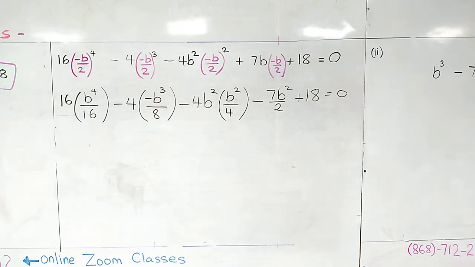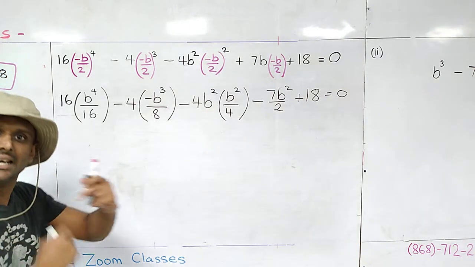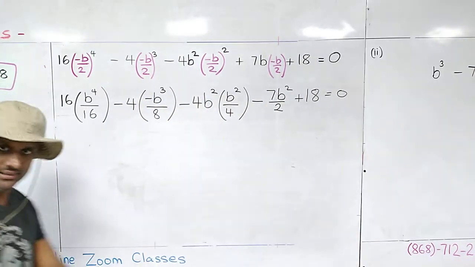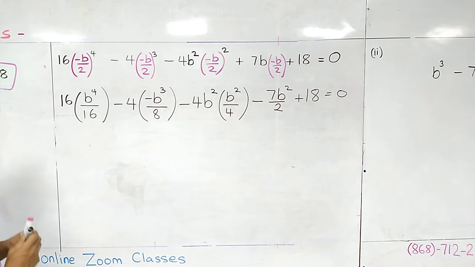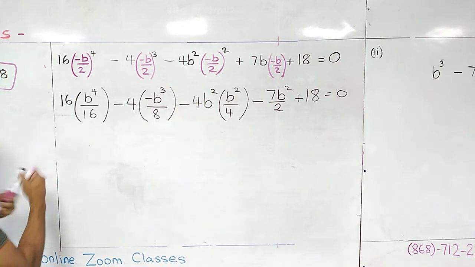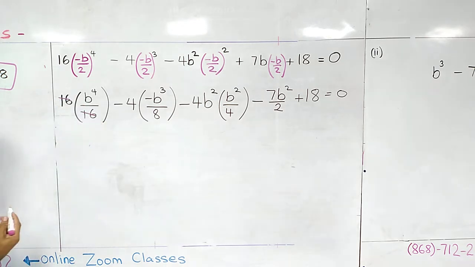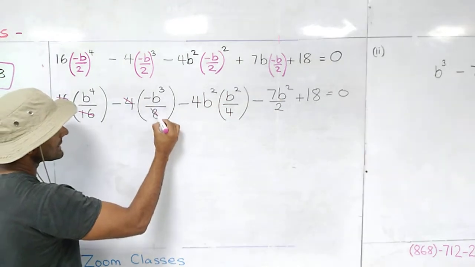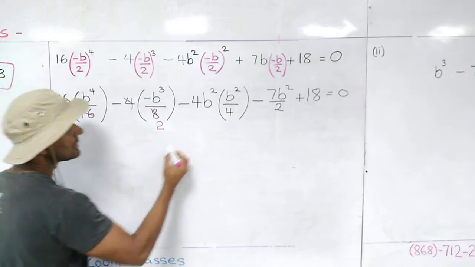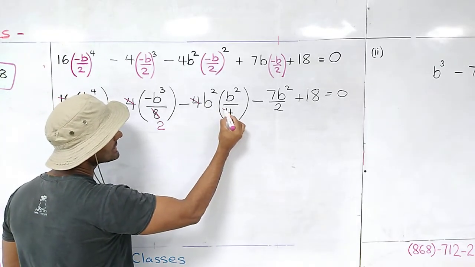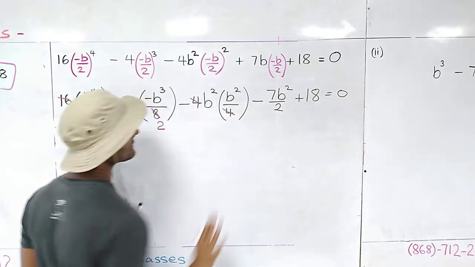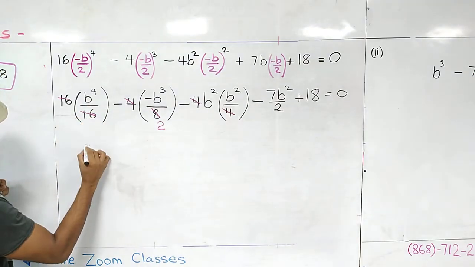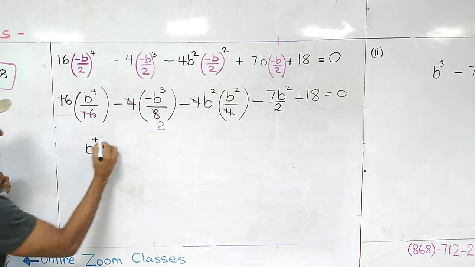Alright, let's try our best to simplify this. It doesn't even look scary, guys, but the key here is just to take your time. And I know it's much easier when you have a big whiteboard like this, right? Look at this. 16 will cancel out with that 16, so let's go on. 4 into 8 is 2. This 4 will cancel out with this 4. Alright, unfortunately, I'm not going to do anything there. So, you're only left with b to the power 4.